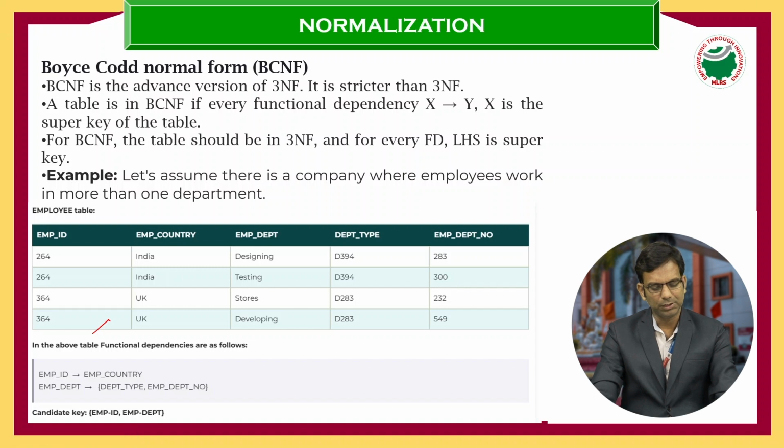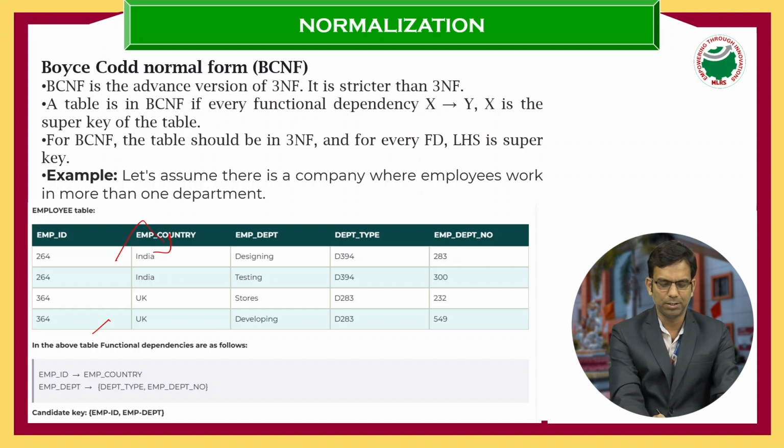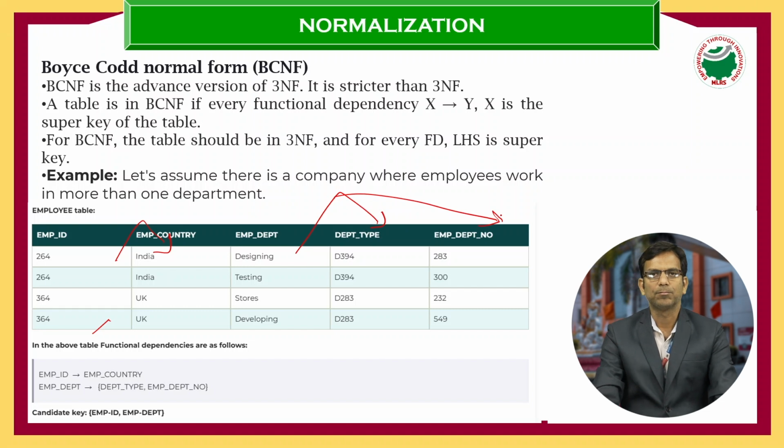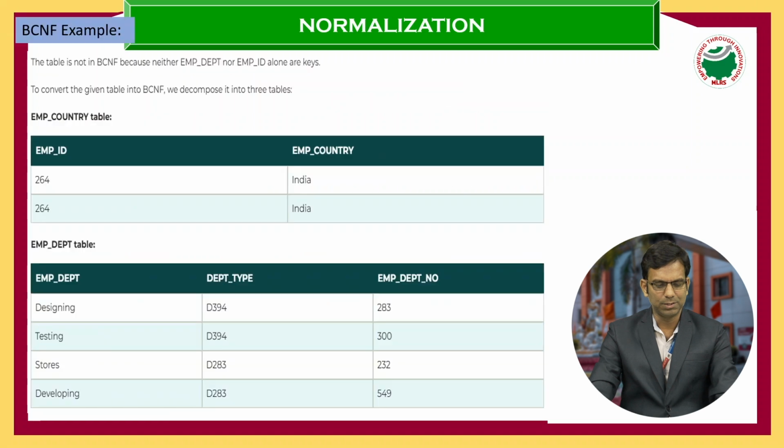So, the functional dependency is as follows. Now you see the rule. Employee ID is dependent on employee country, and employee department, which is dependent on department type and employee department number. Now we will see what happens in BCNF.